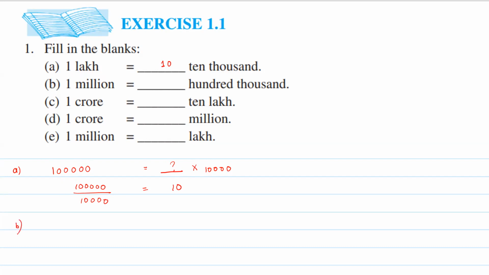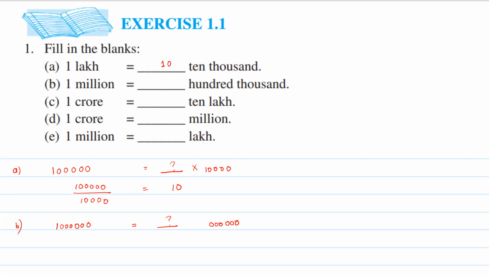Similarly, if we see the B part, it is 1 million. When we write 1 million, it is ones, tens, hundreds, then it is the international system. It is ones, tens, hundreds again. Then 1 million is equal to how many 100,000s? 100,000 means first we have ones, tens, hundreds in the ones category. Then we have ones, tens, hundreds in the 1,000 category.